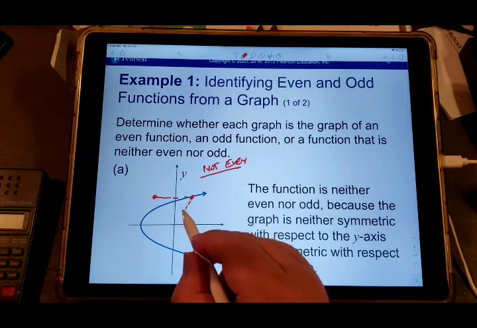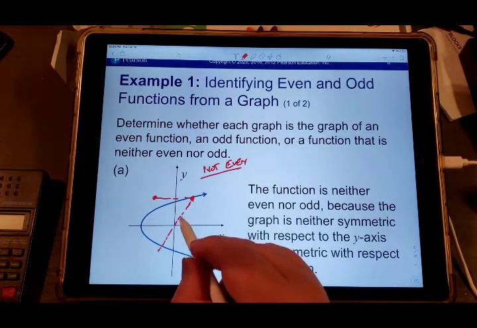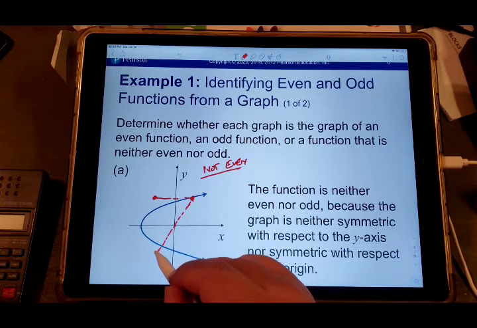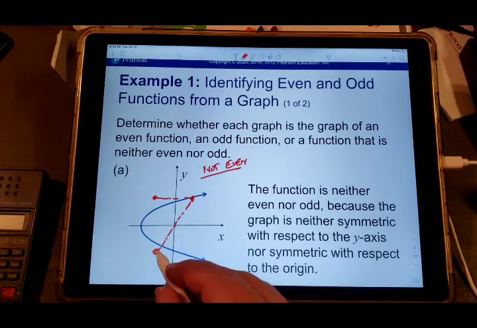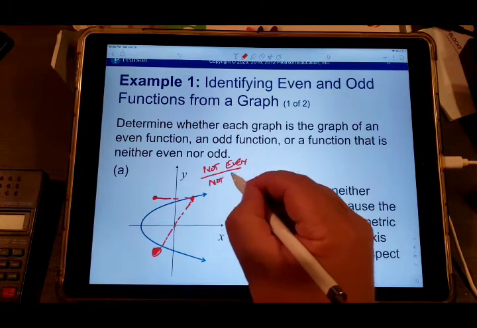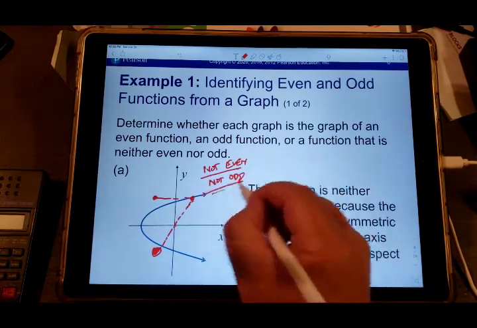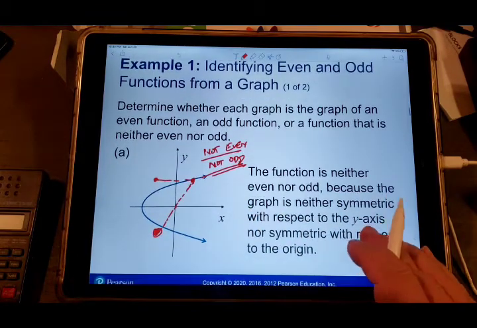And if I go to the origin and keep on going the same distance that I traveled here, in other words, I go to the origin, I'm halfway, I come over here, I would need to see a point right here to convince me that it's odd. So since there's no point here, it's also not odd. And that certainly can happen. A function can be neither even nor odd.